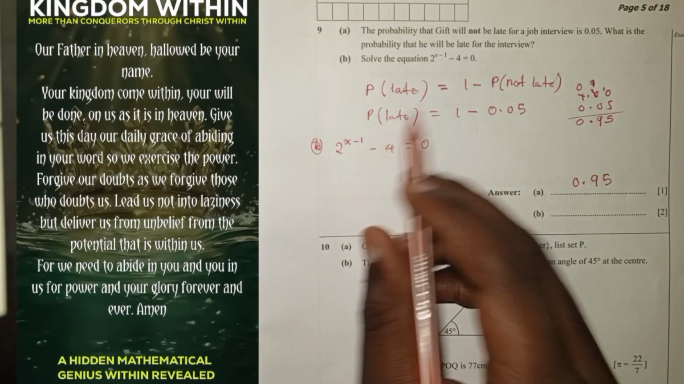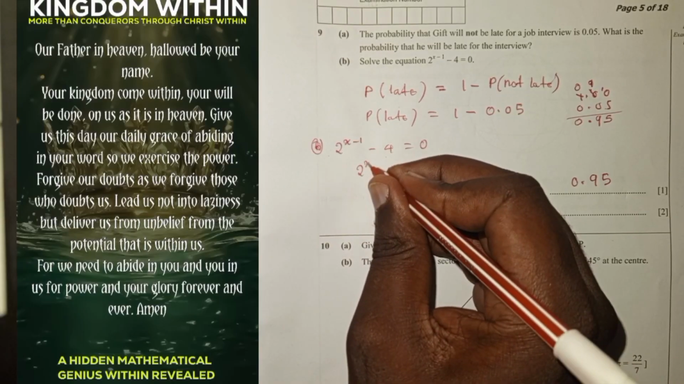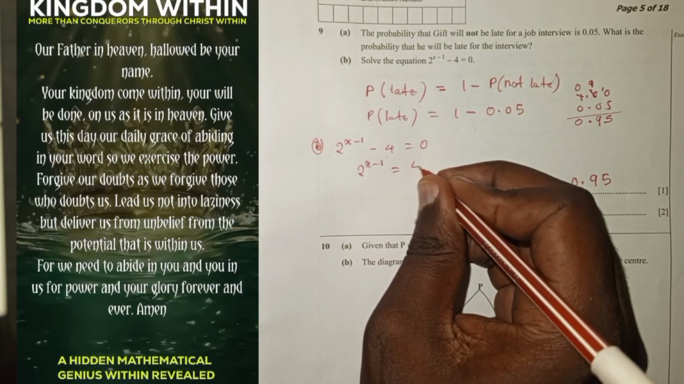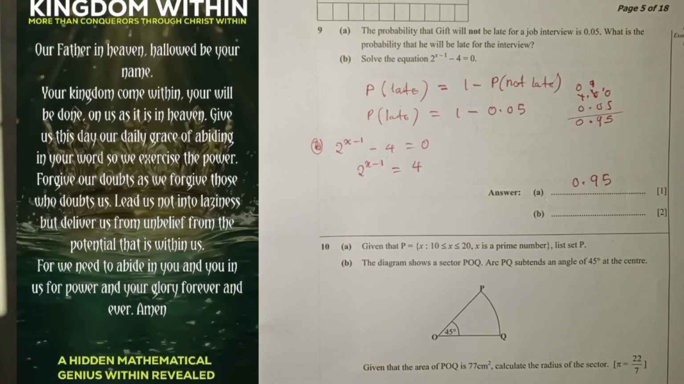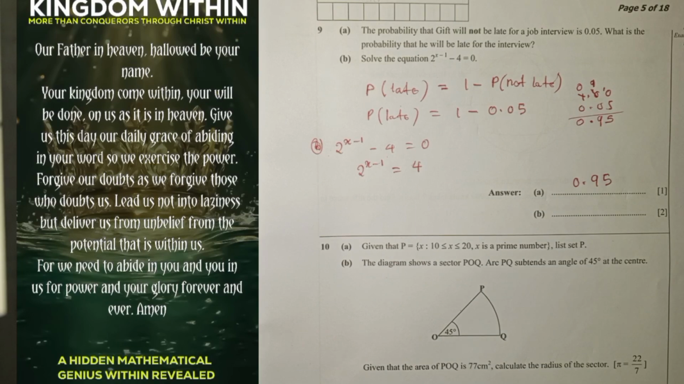Here it is a minus 4, this side it will be a positive 4. So you get 2 to the power x minus 1 is equal to 4. Then the next step will be, since these two are equal, we need to make sure that even the bases must be equal. So we're supposed to have a common base.